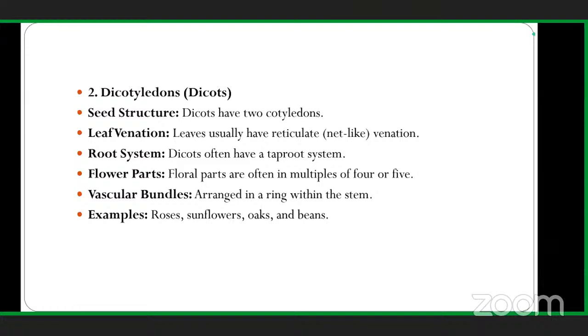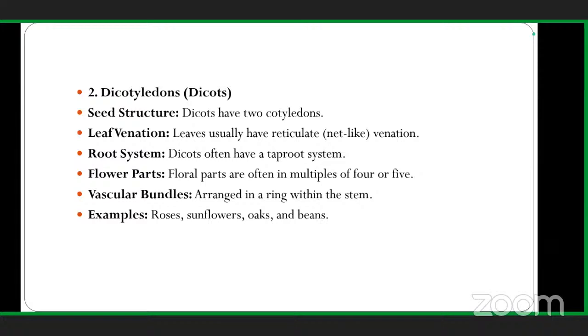It is net-like. Dicots have a taproot system, and floral parts are often in multiples of 4 and 5. But in monocots, we have seen that floral parts are in multiples of 3. Then vascular bundles are arranged in a ring within the stem.